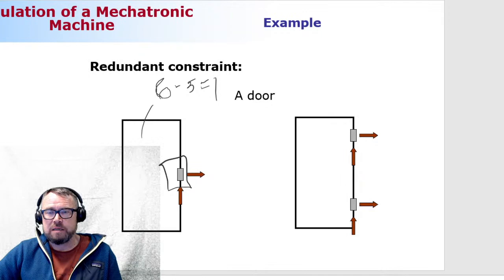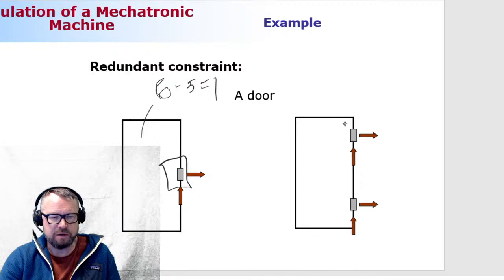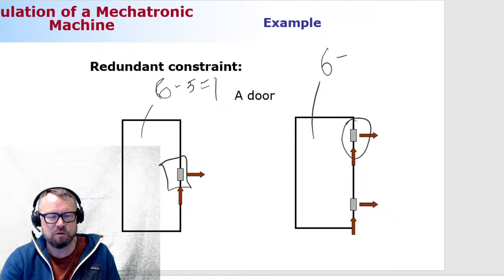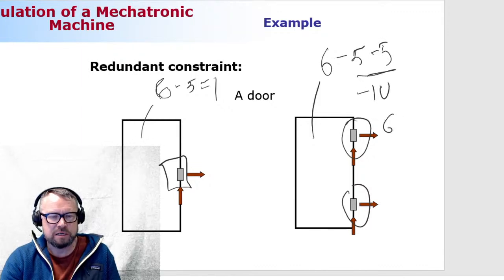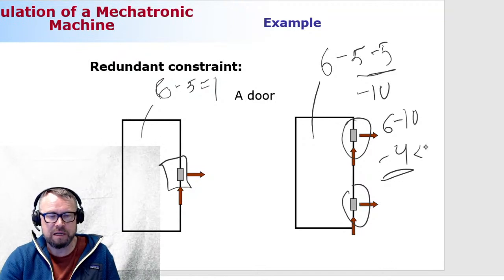But that's not the way you see doors in real life, because in real life there's not 1 revolute joint, but more: 2, sometimes 3, sometimes 4. So what happens if we take a look at a door like the one showing here? All right, so still the same body, so it's 6 generalized coordinates. There's 1 revolute joint here, 1 revolute joint here. So that's a total of minus 10. 6 minus 10 is minus 4. Minus 4, that's clearly less than 0.